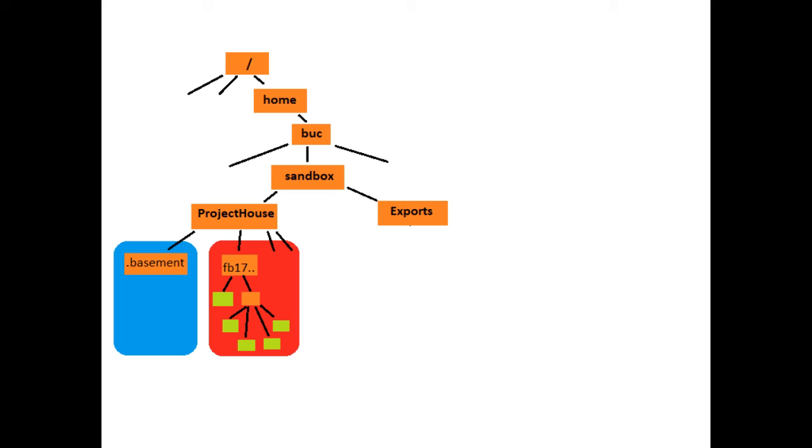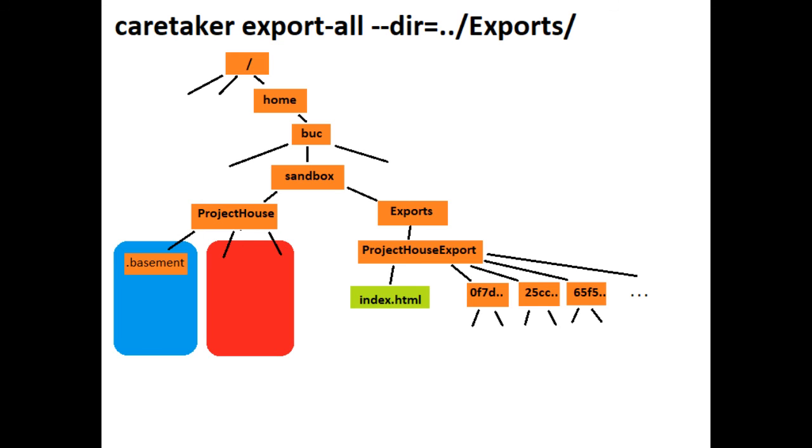Again, we assume that next to our project house root folder, there's another folder named Exports, which is the export destination directory. We open a terminal and move cd into the project house root. And then we call Caretaker export all with the additional argument for the target directory. As a result, the exports folder now holds a new root folder named project house export. In it there are 6 folders, each one the export of one of the 6 projects. The format and structure of each of these exports is the same as a single project export before.